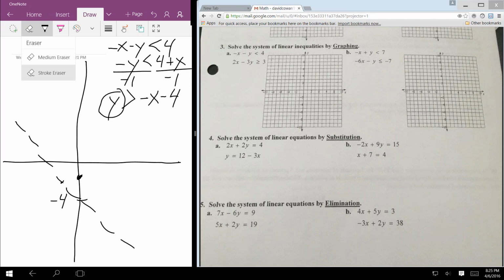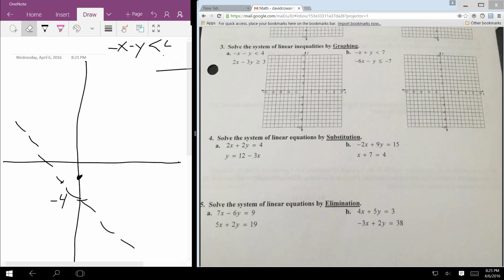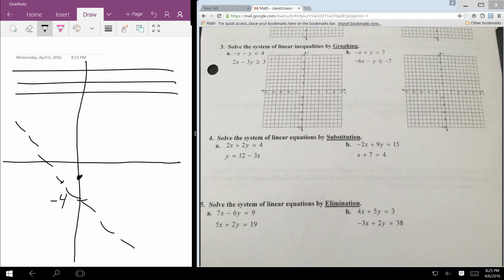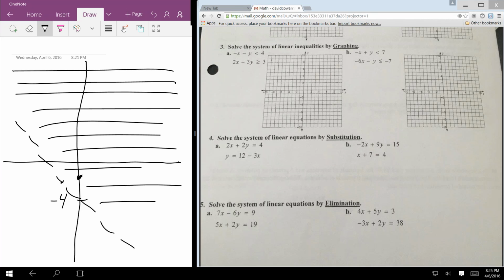Now, here's the secret. I'm going to shade this with horizontal lines. That's everything above that line. I know it also looks like it's to the right, but don't think in terms of right or left. Think above or below.